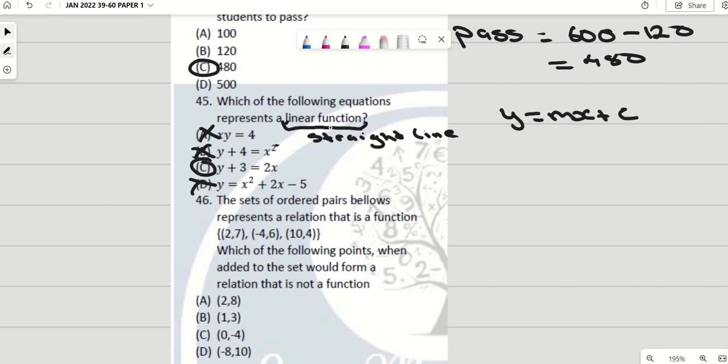Or even if you made y the subject in C, you'll see y = 2x - 3, which is in the form of y = mx + c when you make y the subject. Right? So your answer for 45 is C.